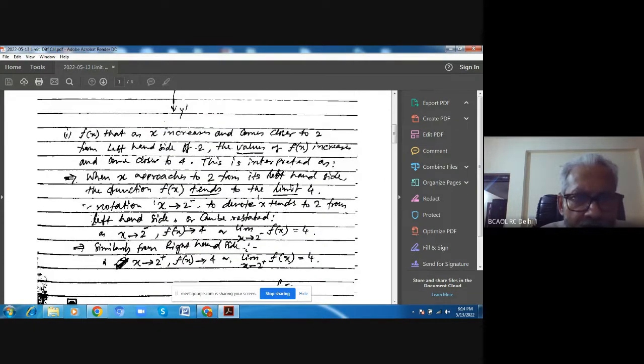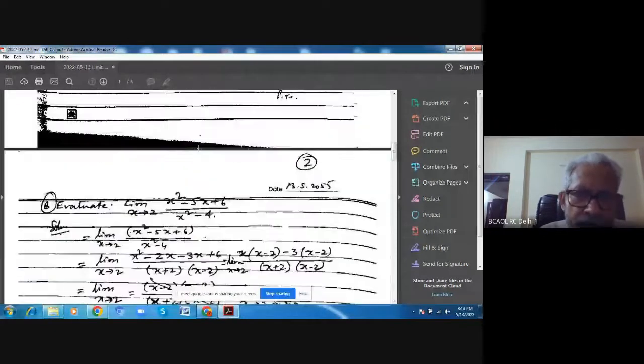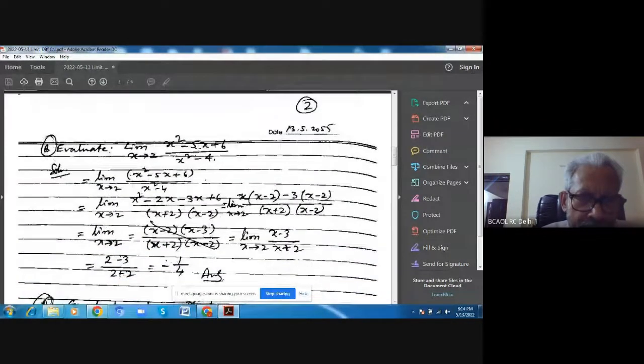Now see the solution, then it will be more clear. See the solution. Normally it is coming like this. Evaluate limit x tends to 2, or otherwise you can say x approaching 2. This is the function x square minus 5x plus 6 divided by x square minus 4, it is given. So this is your question basically.